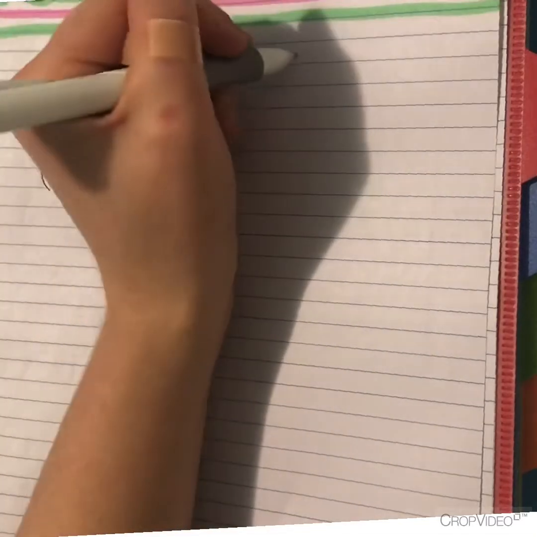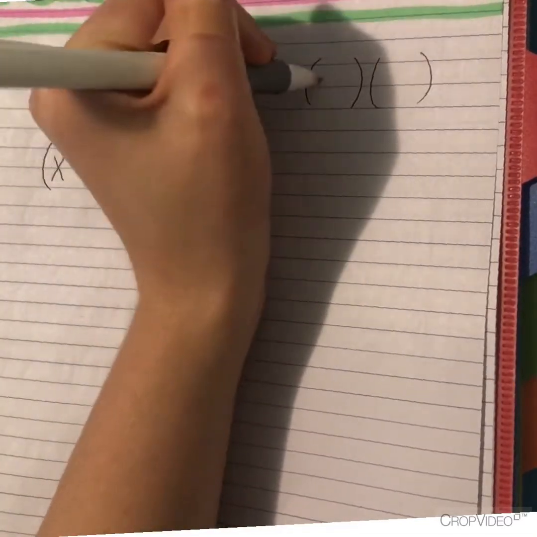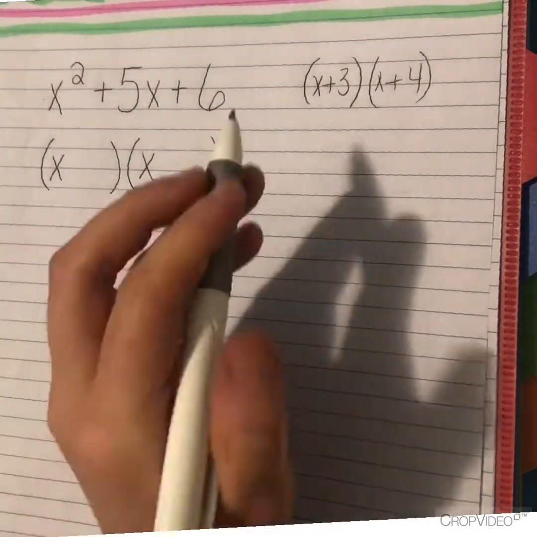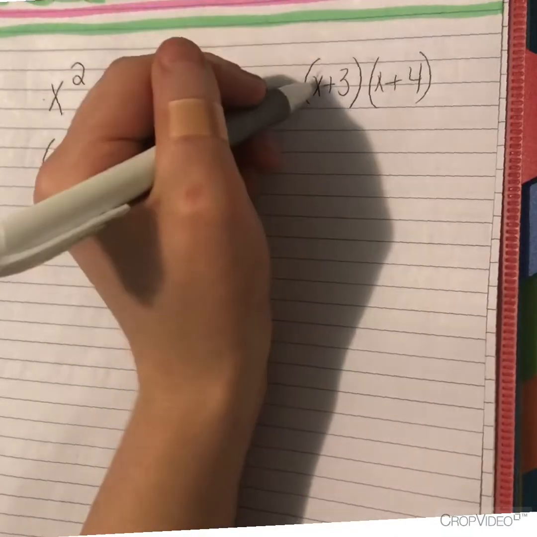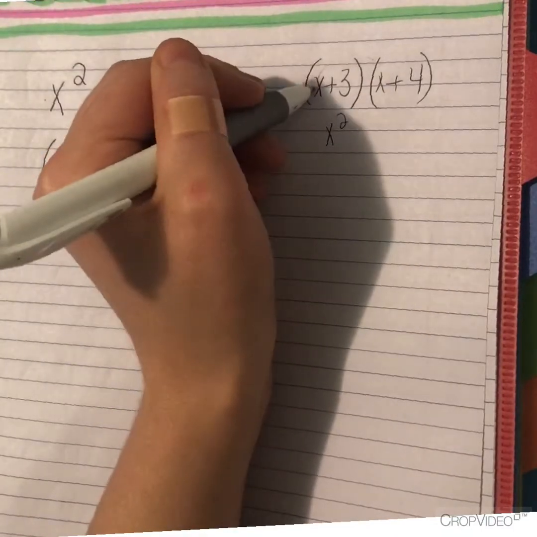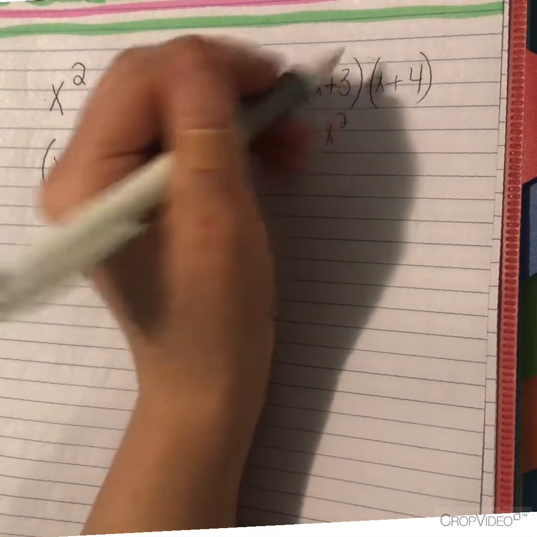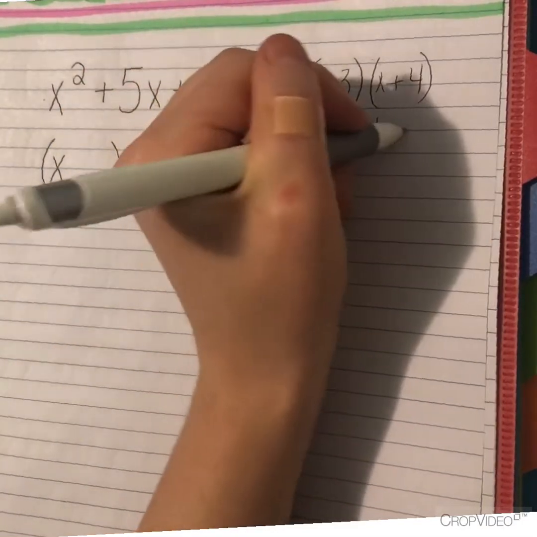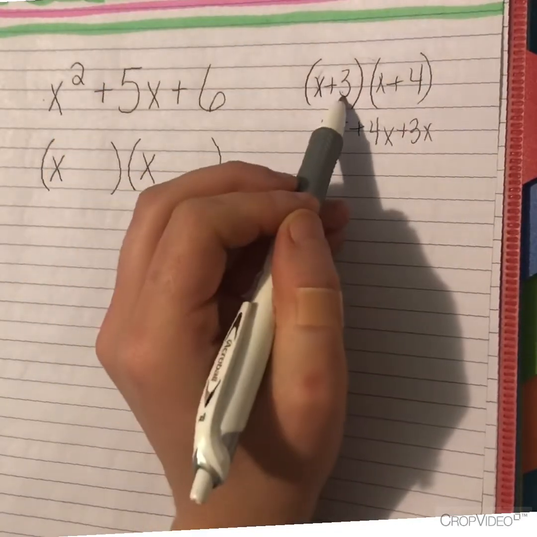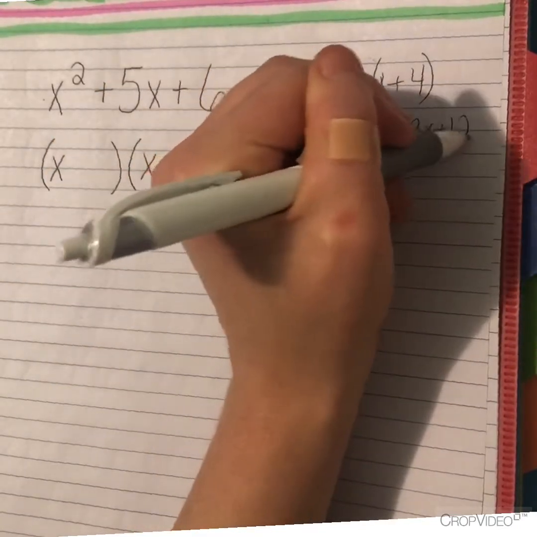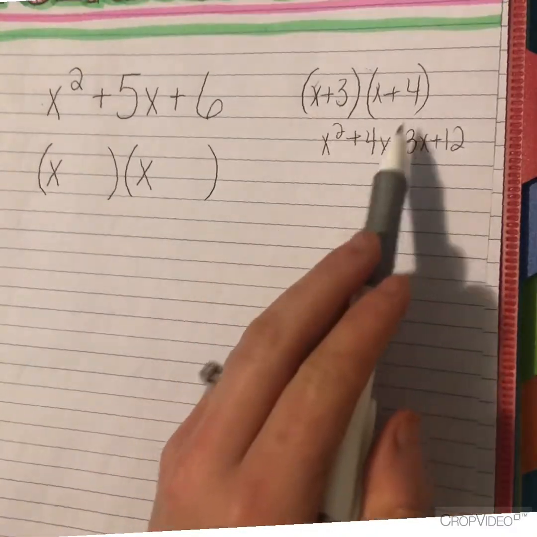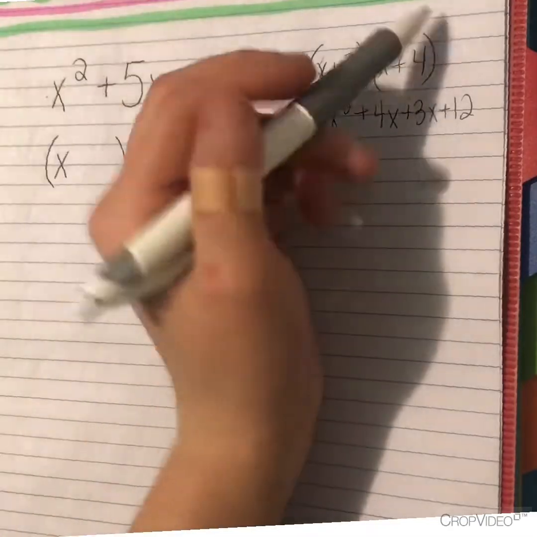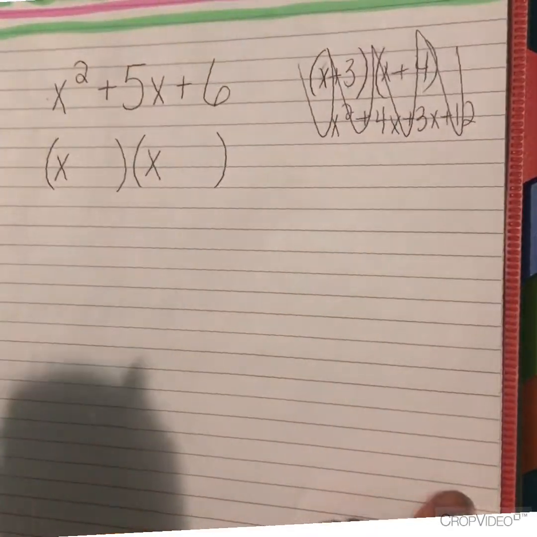So when we're given parentheses, say x plus 3 and x plus 4, when we FOIL, we do the first times the first, which is x squared, the outer, which is x and 4, which gives us 4x when multiplied, the inner, which is 3 times x, which is positive 3x, and last, which is 3 times 4, which is positive 12. You see, we were given the parentheses and came up with the polynomial. But in this case, we are given a polynomial, and we have to come up with the parentheses.